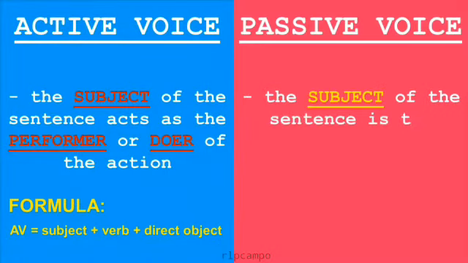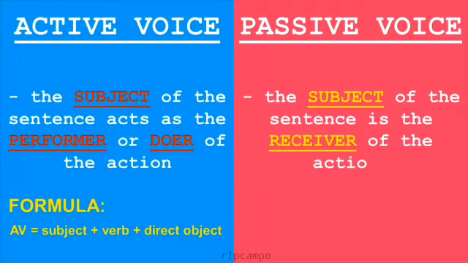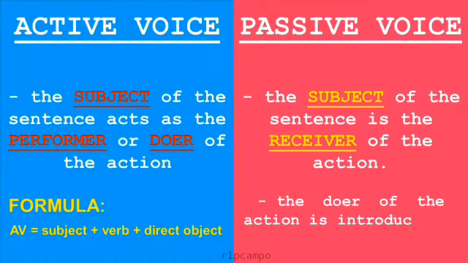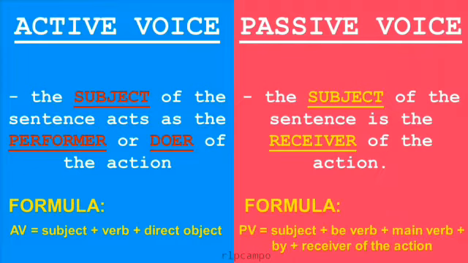While passive voice indicates that the subject of the sentence is the receiver of the action. Though it is not always present, the doer of the action is introduced by the preposition by. And for the formula, PV stands for passive voice. PV is equal to subject plus be verb plus main verb plus by plus receiver of the action.